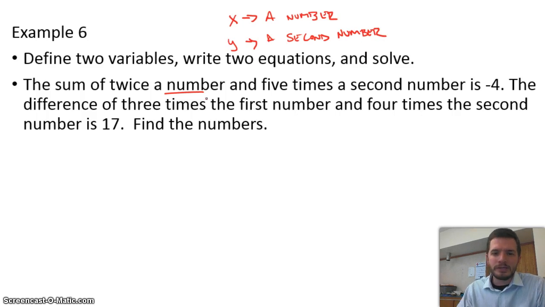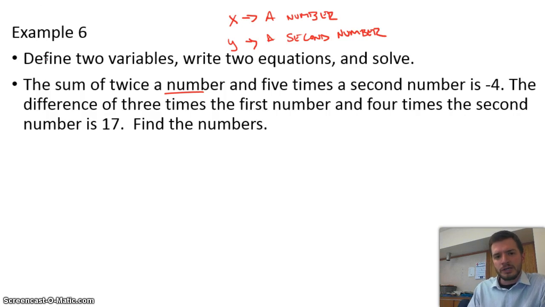So it says the sum of twice a number and 5 times a second number is -4. The difference of 3 times the first number and 4 times the second number is 17. Find the numbers. All right, so we're going to set up a system.